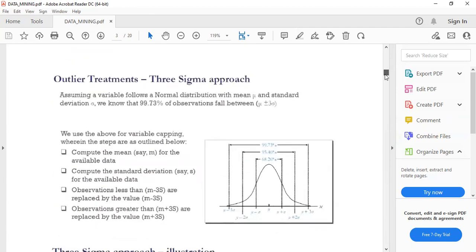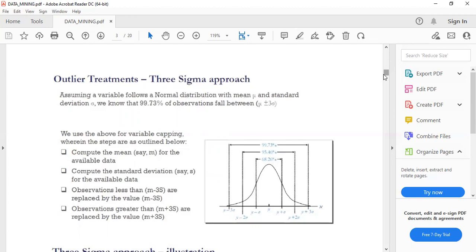Now look at the 3 sigma approach for outlier treatment. Assuming a variable follows a normal distribution with mean mu and standard deviation sigma, we know that 99.73% of observations fall between mu plus or minus 3 sigma. We use the above for variable capping, wherein the steps are as outlined below.